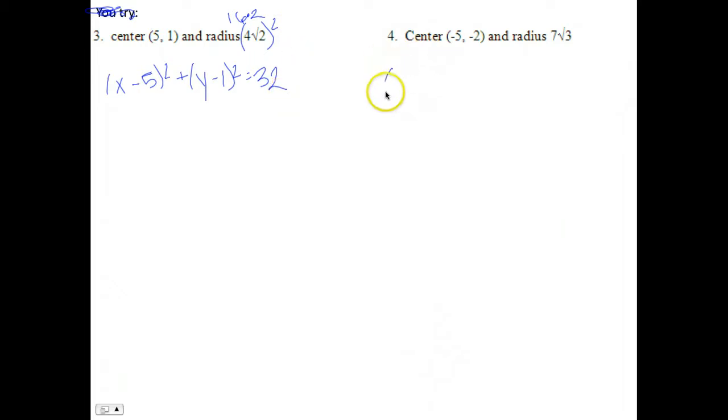All right, number 4, the equation of that circle is x plus 5 squared plus y plus 2 squared equals 7 squared times the square root of 3 squared, so 49 times 3, which will equal 147. So that's circles. Those are going to be the easiest. Next, we're going to move on to parabolas.